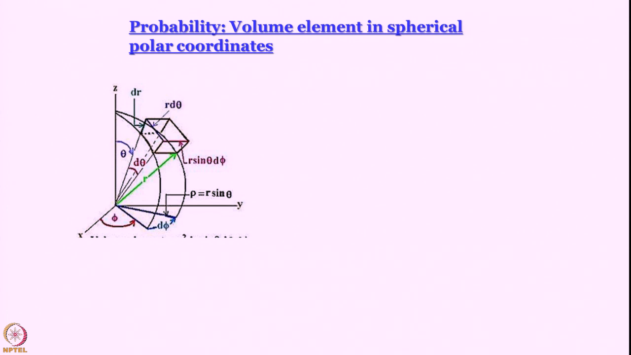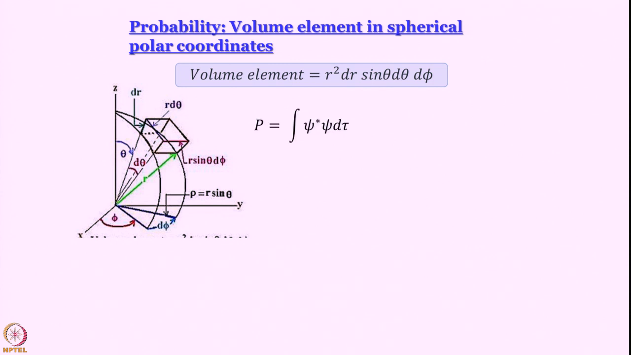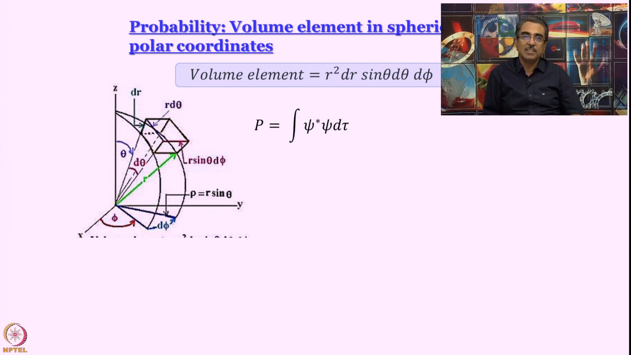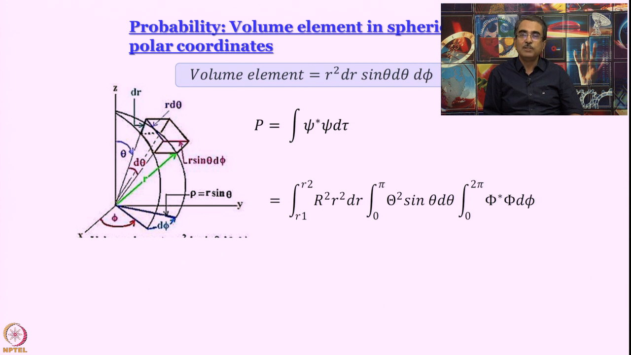You have to define a volume element about that point, and you can talk about probability in that small volume element, and the volume element as we had established earlier is r square dr sin theta d theta d phi. So, if you want probability, you need to integrate psi star psi with respect to this d tau. So, this is what it is going to be.